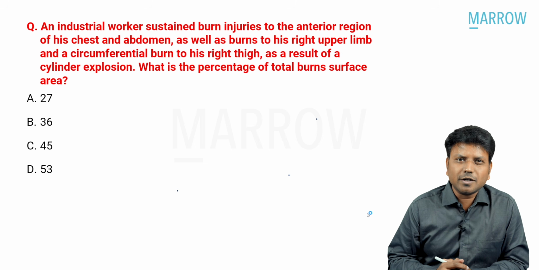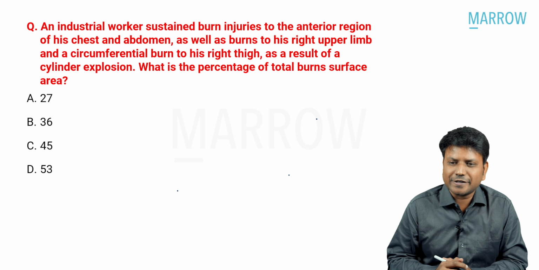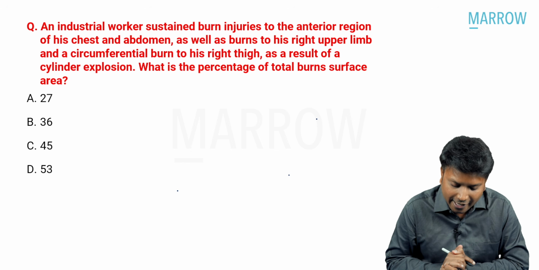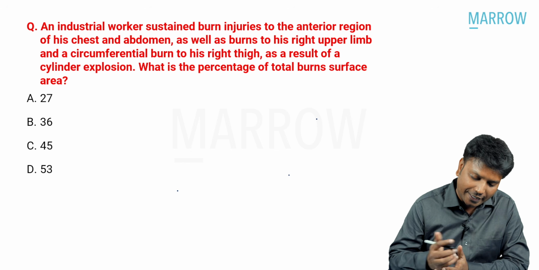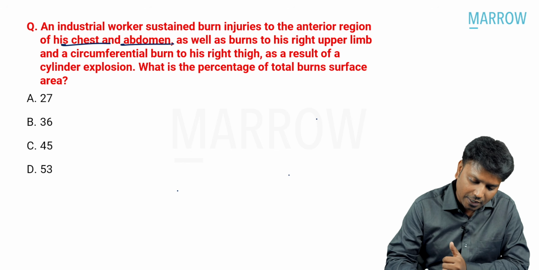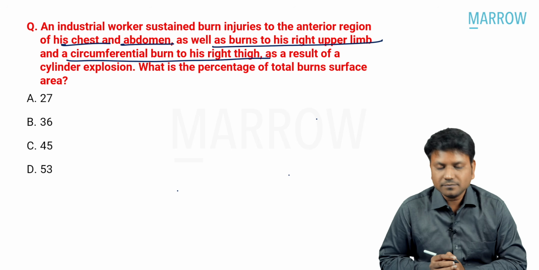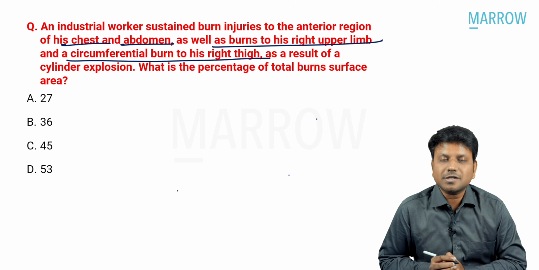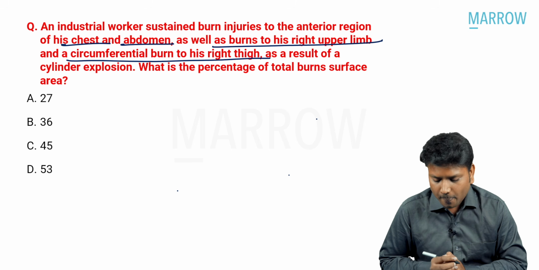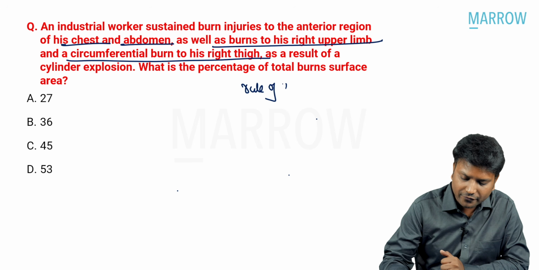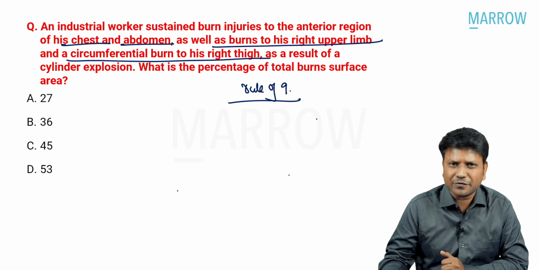So this is a question about the estimation of burn surface area. Very frequently you get this question in INI-CET. An industrial worker sustained burn injury to the anterior region of his chest, abdomen, the right upper limb, and a circumferential burn on the right thigh. What is the percentage of total burn surface area? You don't have to know anything else. You just need to know the rule of 9, and that should be sufficient.